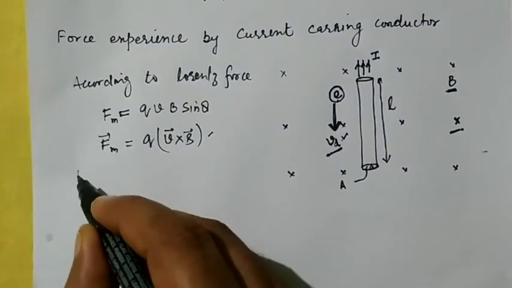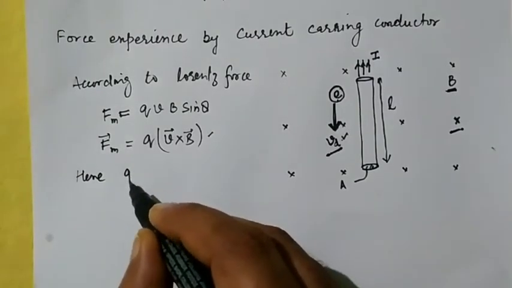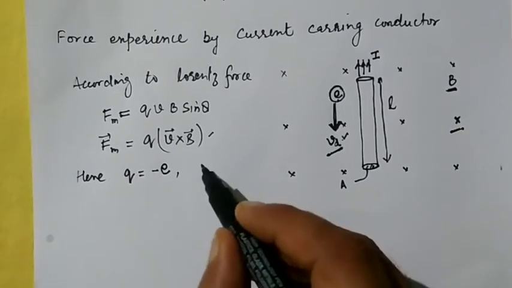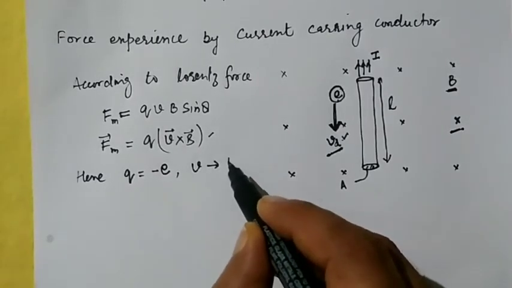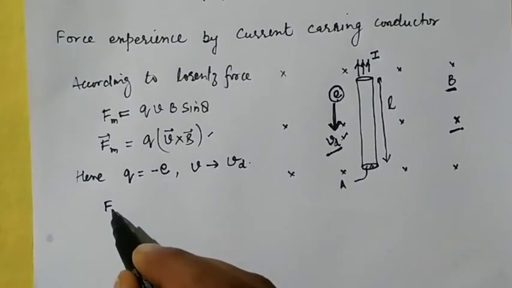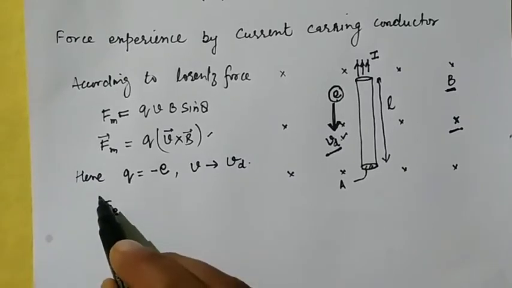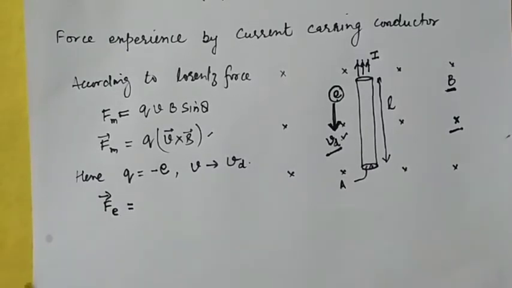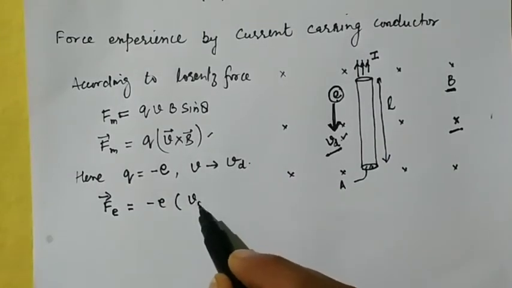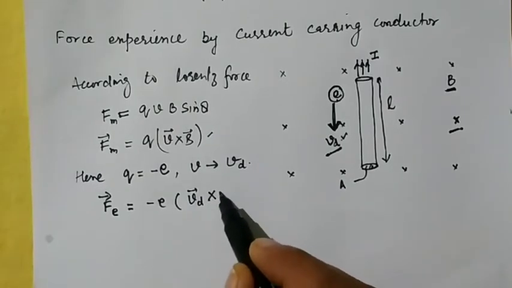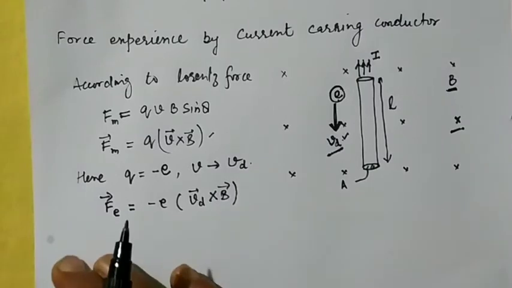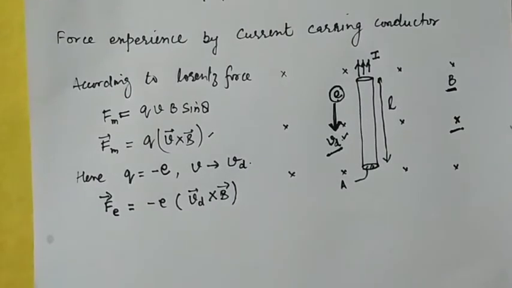Now here, the charge of a moving charged particle is minus e and the velocity is equal to the drift velocity. Then the force experienced by an electron due to the magnetic field is equal to minus e times Vd vector cross the magnetic field B. Now this is the force experienced by a single electron.